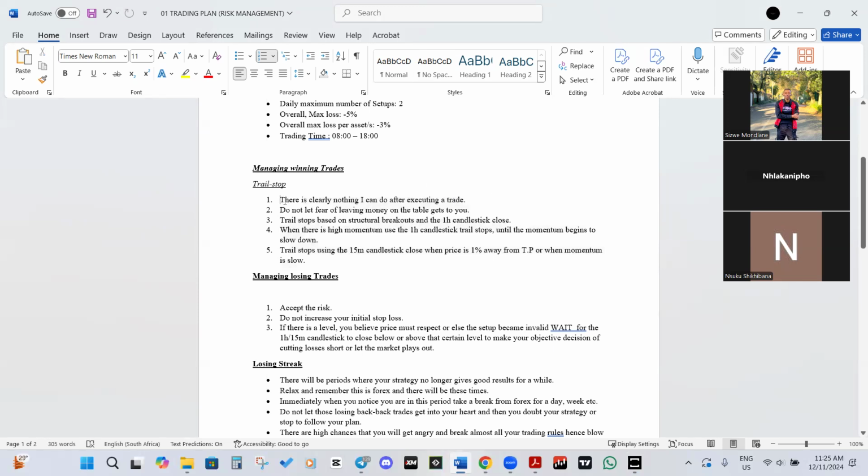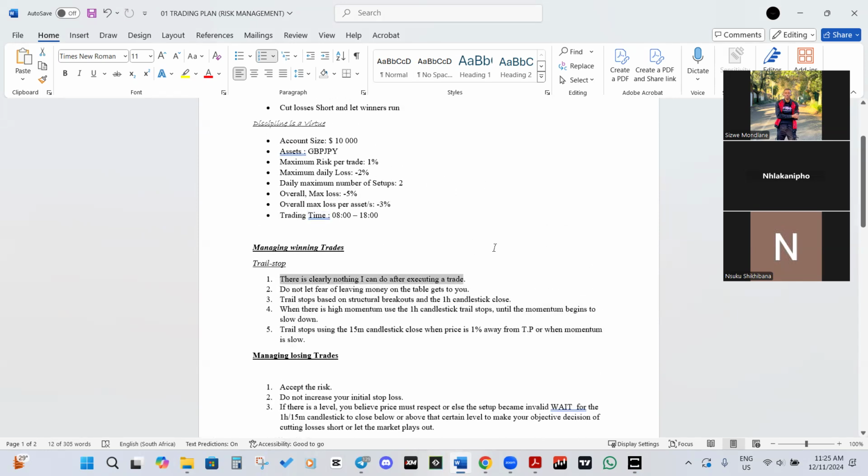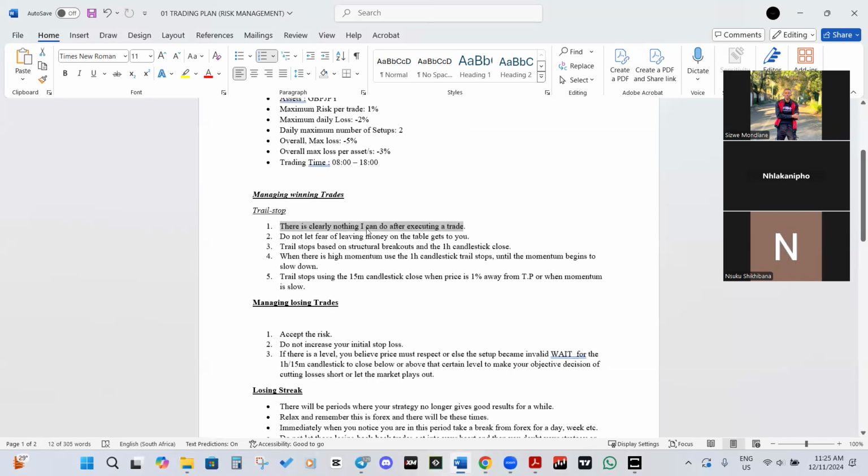The first one is there's clearly nothing I can do after executing a trade. This is what we talked about earlier on. There's clearly nothing you can do after executing a trade. When you execute a trade, you have no control whether the trade will go to a profit or loss. Now it's no longer dependent on you.